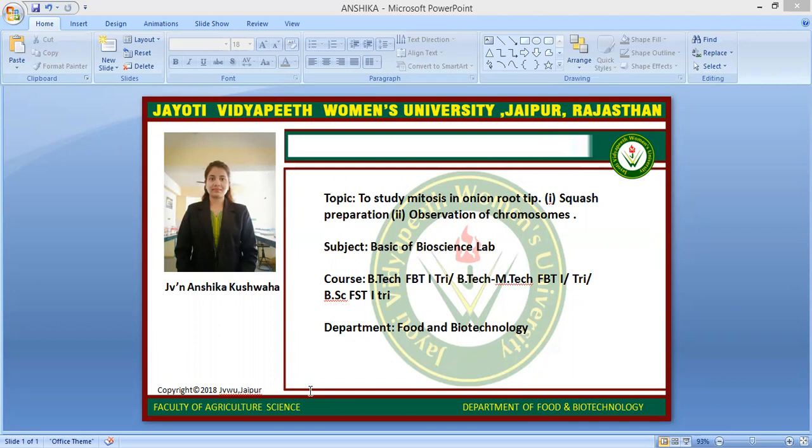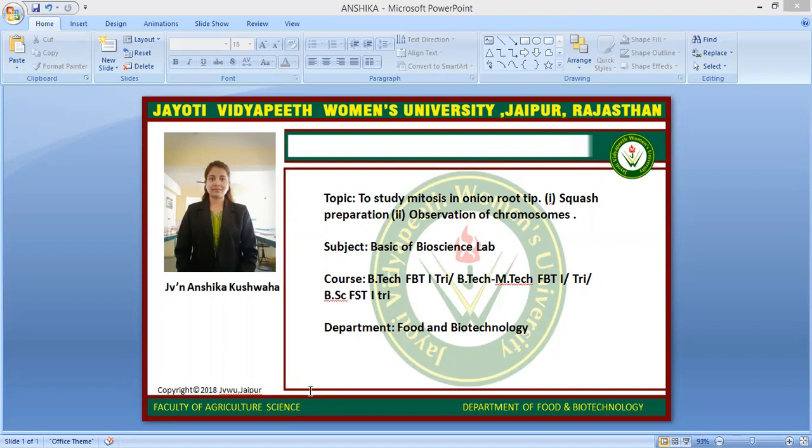So in this practical, the materials required are onion plant with root, Feulgen stain, 1 N HCl, scissors, forceps, razor blade, Pasteur pipette, 1.5 ml microfuge tube, dissection probe with wooden handle, microscope slide with cover slip, water bath, and light microscope.